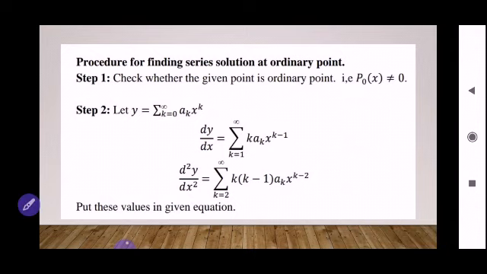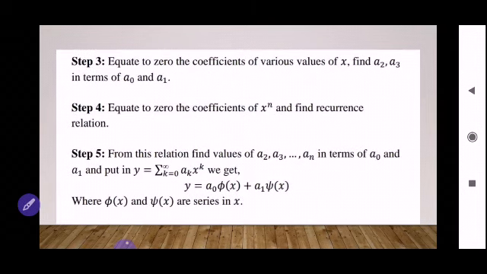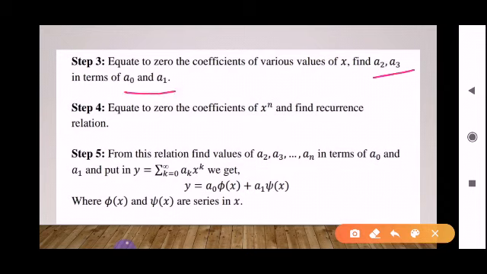So expand that series and equate to 0 the coefficient of various powers of x. Means right hand side is already 0 here. First we have to equate, suppose from LHS, the constant term with 0, then the coefficient of x with 0, the coefficient of x square with 0. In this way equate all coefficients and try to find the values of a2 and a3 in terms of a0 and a1 first. Means we have to equate up to a2 and a3.